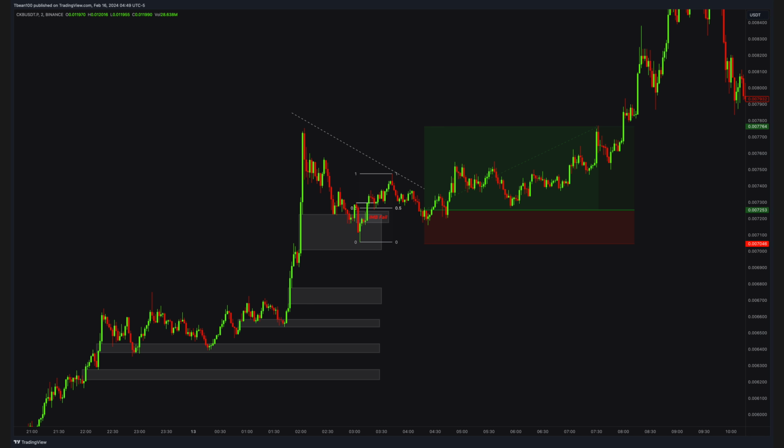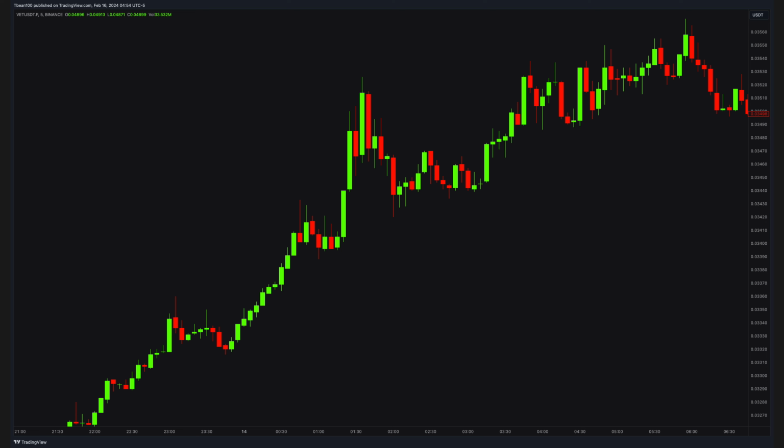Let's imagine you missed that entry. Just keep watching the price. As you can see, microstructure breaks upwards and creates this imbalance area for entry. This is where you can take your second entry. Nothing complicated. Let's see another trade.